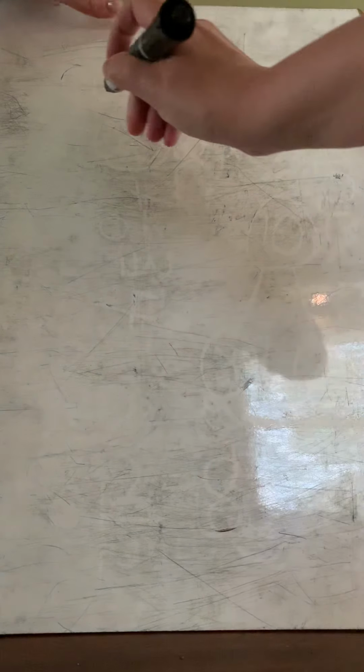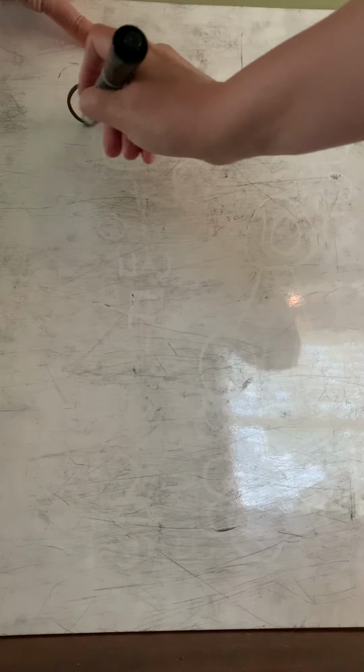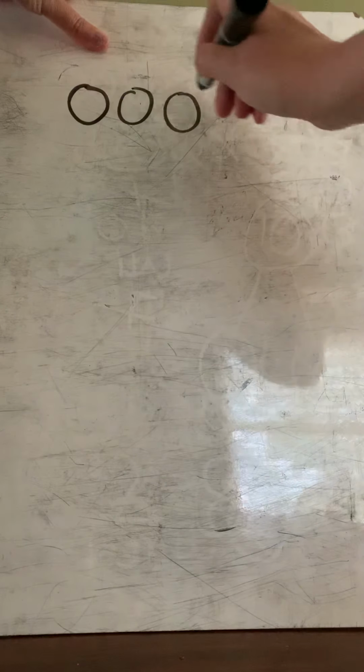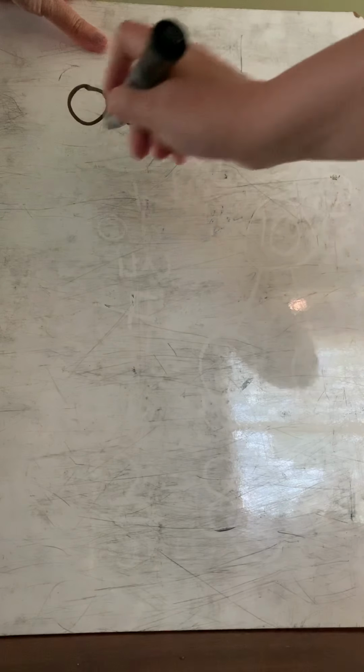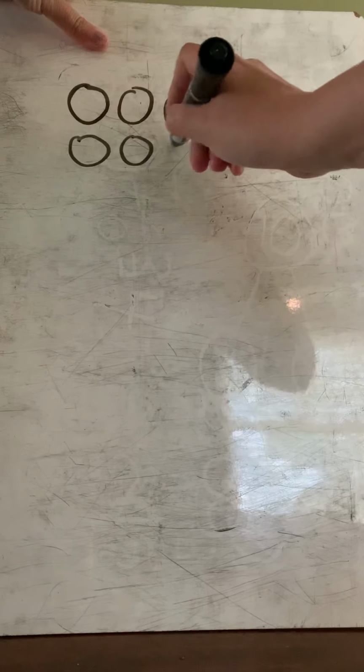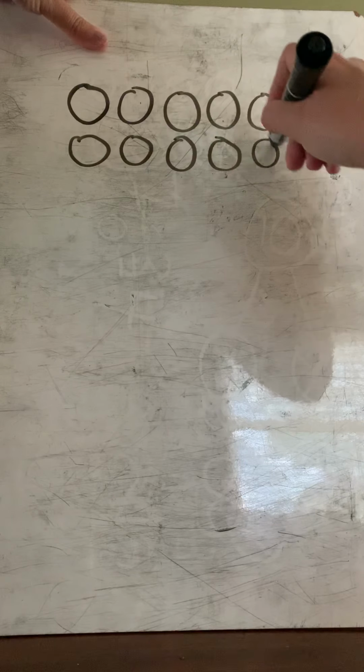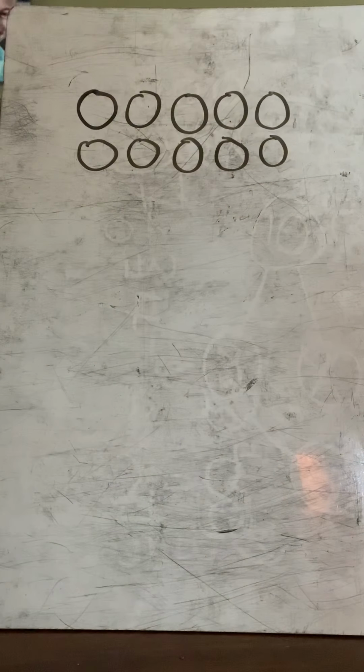Aubrey had 10 toy cars. 4 cars drove away. How many cars are left? Listen again. Aubrey had 10 cars. What could we draw to represent those 10 cars? Excellent. Quick circles. Let's do our quick circles the 5-group way. 1, 2, 3, 4, 5, 6, 7, 8, 9, 10. Great. Do you have your 10 circles?